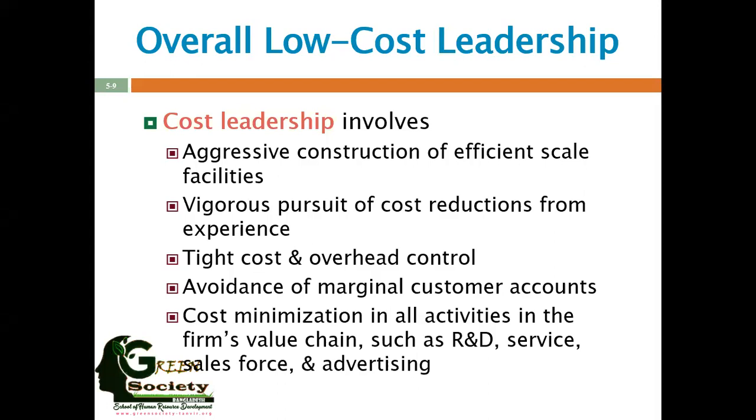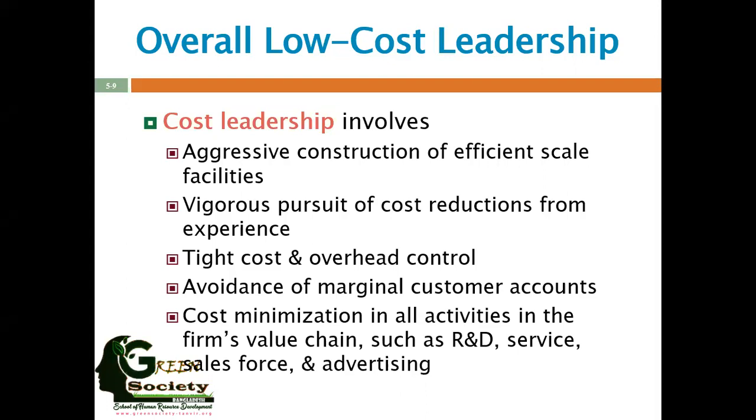And in Bangladesh, in most cases, we try to follow the third one. That's where lots of problems are always available in the organization, because of salary cuts, wages cuts, facilities cuts, and that should not be the best way. You should come through all the process: aggressive construction of efficient scale facilities, vigorous pursuit of cost reduction from experience, then go for waste minimization, tight cost and overhead control. Then you can control the electric bill, gas bill, stationery cost. But if you just rely on tight cost and overhead control, it's really difficult.